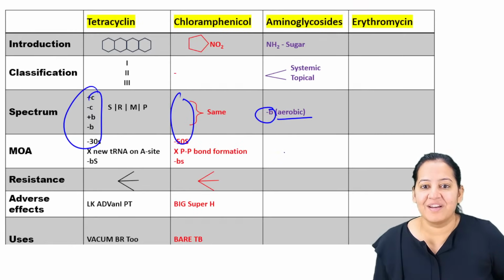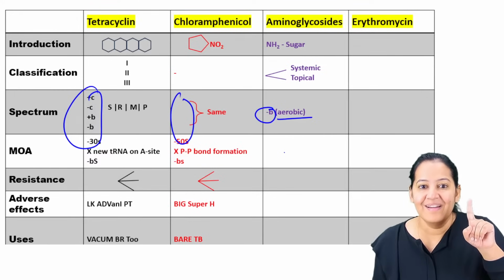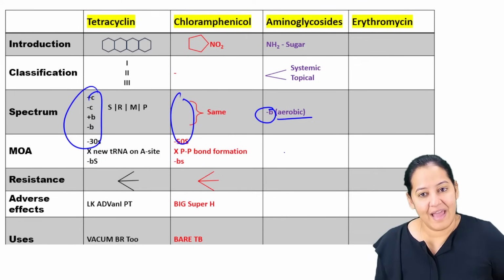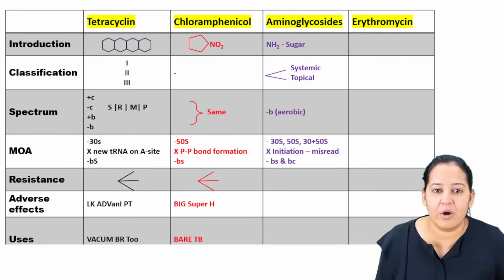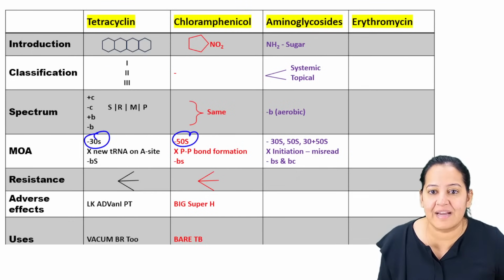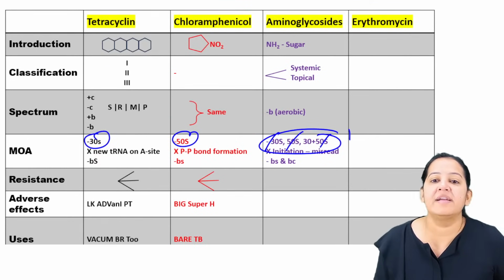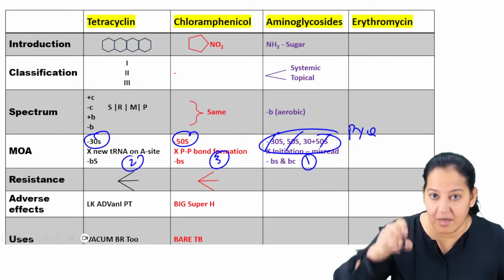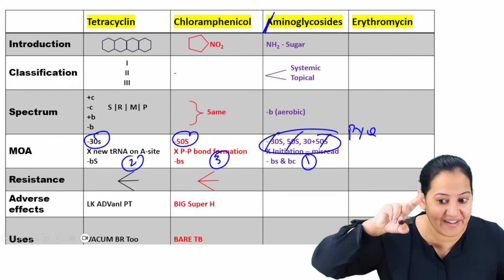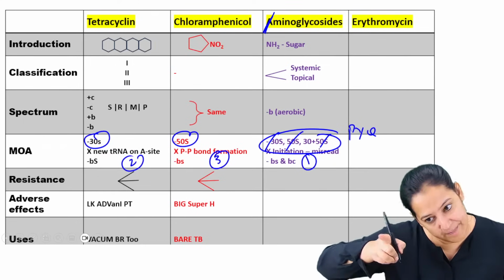What is the mechanism of action? It is inhibiting the first step. It acts on both the 30S and 50S. See, this was acting on 30S, this was acting on 50S, this is acting on 30S, 50S, and the junction also. It's a very important PYQ. This one was inhibiting the second step, this was inhibiting the third step, this is inhibiting the first step, initiation. A for initiation. A is the first letter in the alphabet, right? A, B, C, D. So it inhibits the first step.